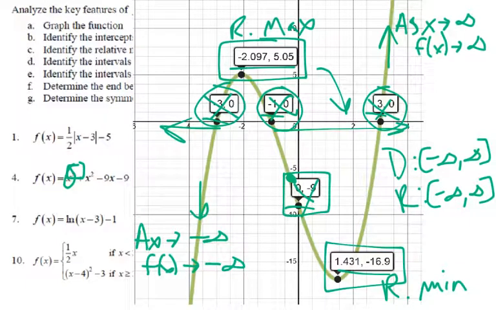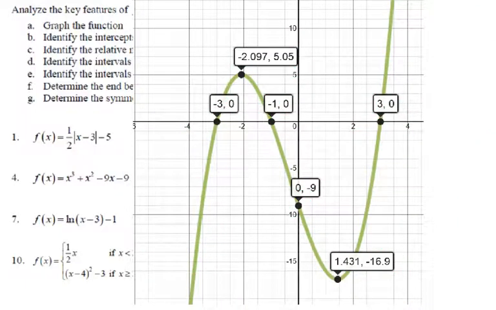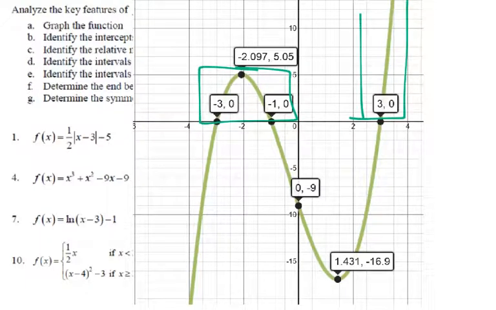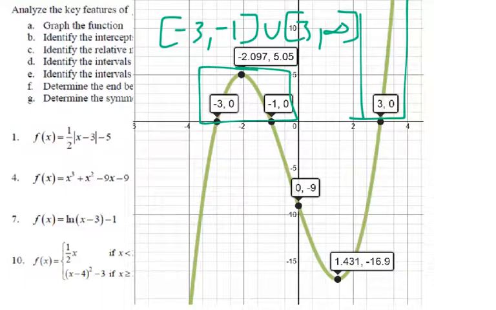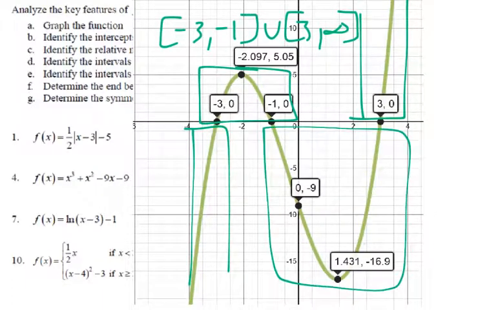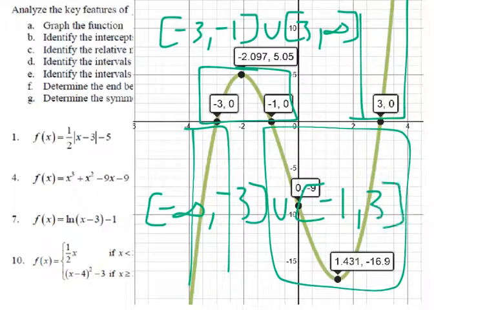So the only thing to talk about is looking at positive and negative. Positive from here to here, up here. How do we write that for positive? Well, from negative 3 to negative 1, union, because it jumps, then from 3 to positive infinity. And for negative, the bottom sections, it goes from negative infinity to negative 3, then jumps to negative 1 and 3. Notice together we have our domain and our range, right?